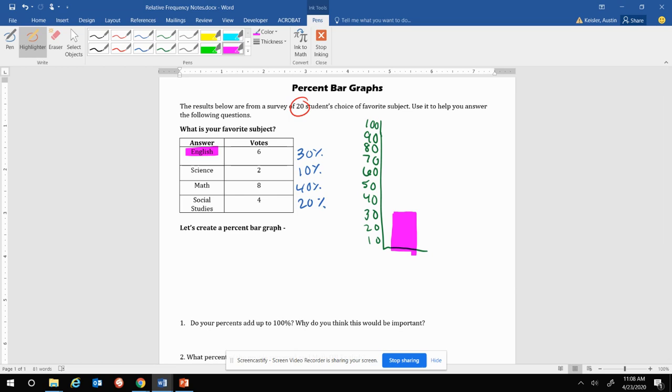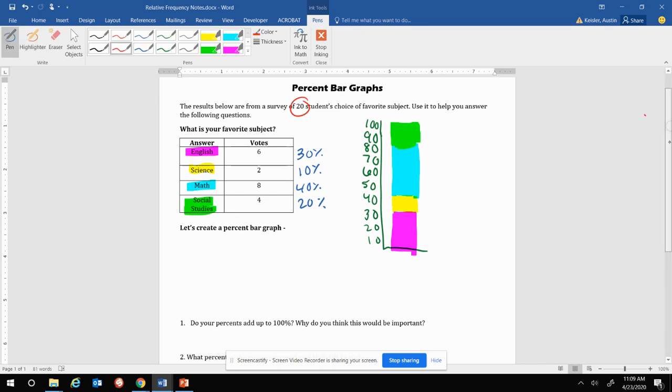I get to 30. Then science will make yellow, and science was 10%. So I'm only going to go up 10% more. And that's going to take me to 40. So I'm just kind of stacking them on top of each other. Math, we're going to make blue. And math was 40%. We're already at 40. So I'm going to add 40% onto that, which would take me up to 80. And then lastly, we had social studies, which I will make green. And social studies was 20%, which takes me up to 100%.